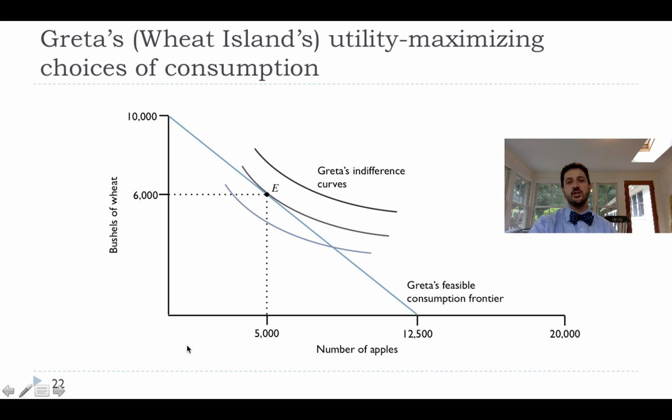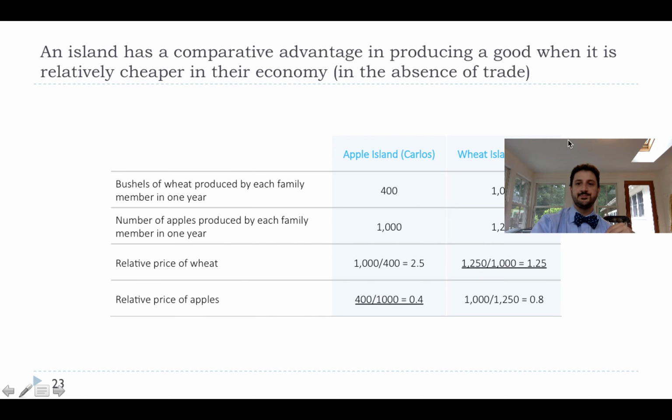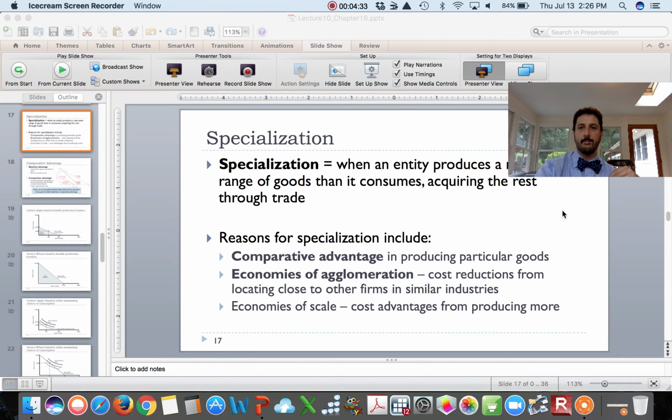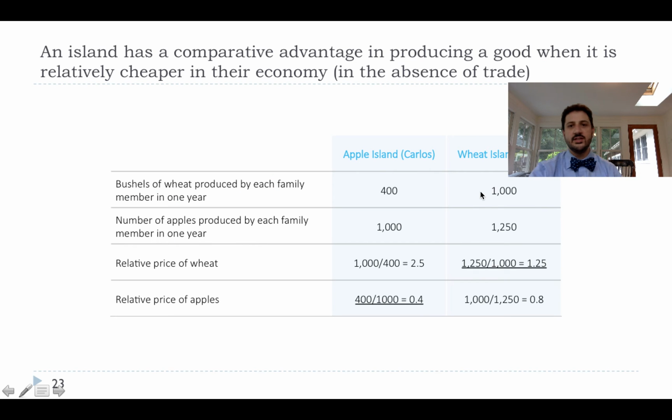So then the question is, is trade going to be able to increase their consumption even though Greta has an absolute advantage in producing both wheat and apples? And as we'll see, the answer is yes. So let's look at what we can do, okay?